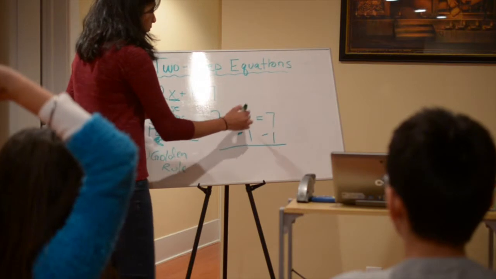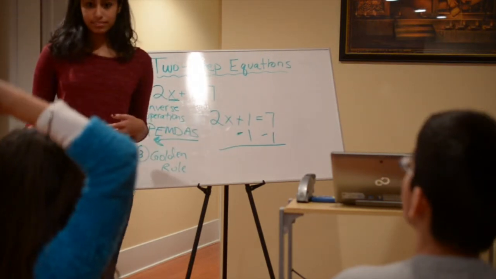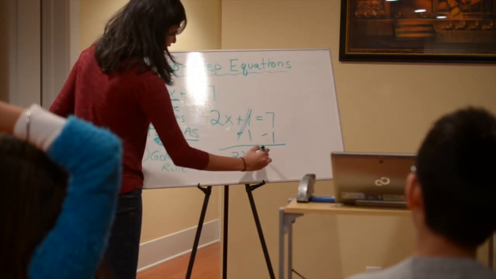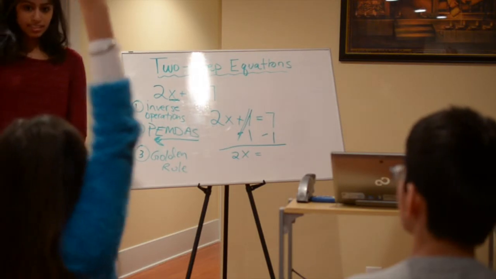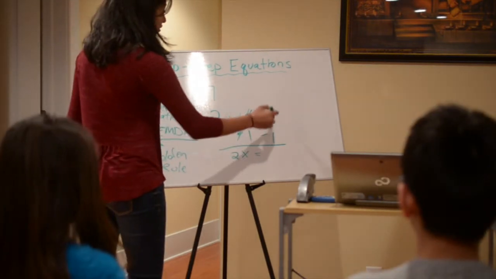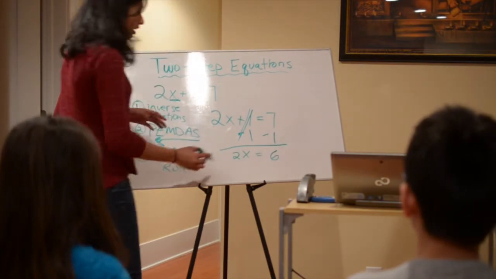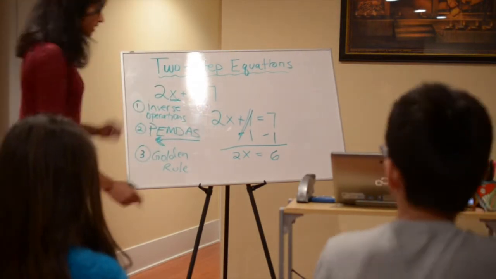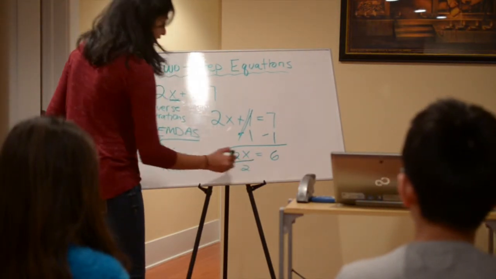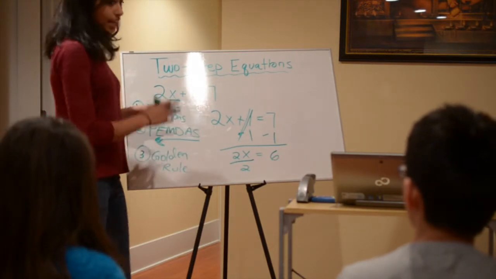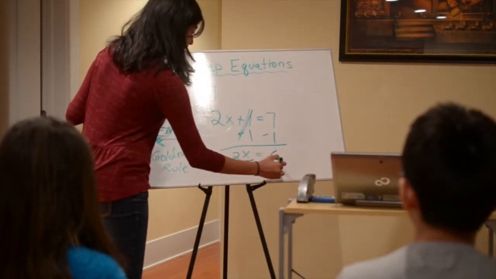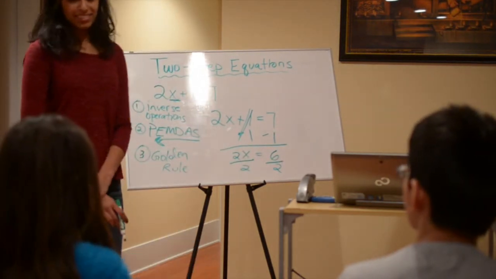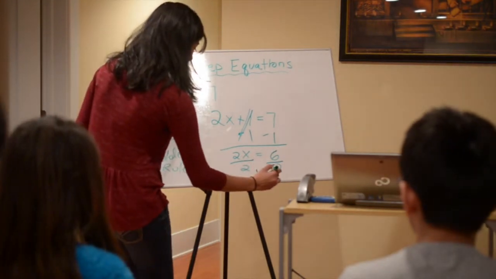And since we're adding 1 and subtracting 1, 1 minus 1 is? 0. Exactly. So we can cancel this out. And we're left with 2x equals, can anyone tell me what 7 minus 1 is? Sana? 6. So 7 minus 1 we said was 6. So now that we have multiplication, what's the inverse operation of multiplication? Sahil? Division. Exactly. So we're going to divide this by 2, and the golden rule means whatever we do to one side, we do to the other. So divide this by 2. And what is 6 divided by 2? Sana? 3. Exactly. So x equals 3.